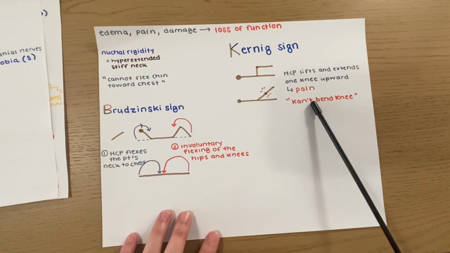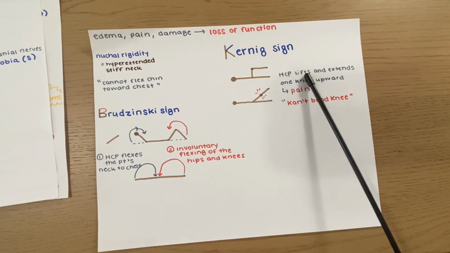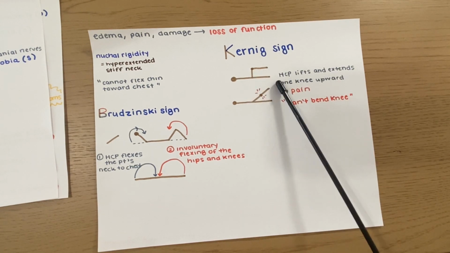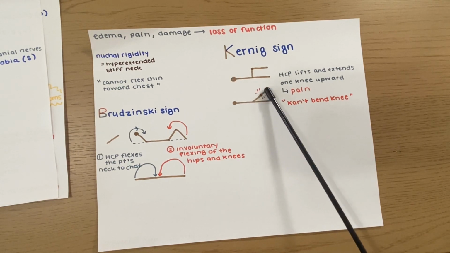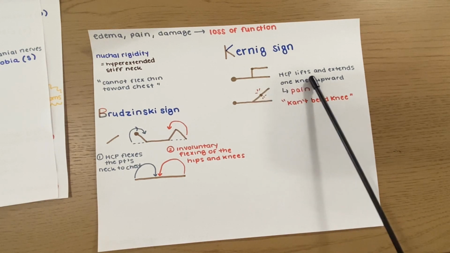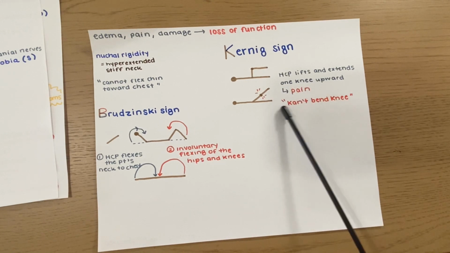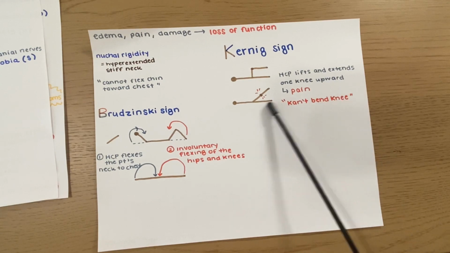And then Koenig sign is when the health practitioner lifts and extends one knee upward, and they try to extend it kind of like in a K motion. They probably won't be able to extend it this far, but just for the visual, the patient will feel pain because they're trying to protect their meninges and they can't bend their knee.